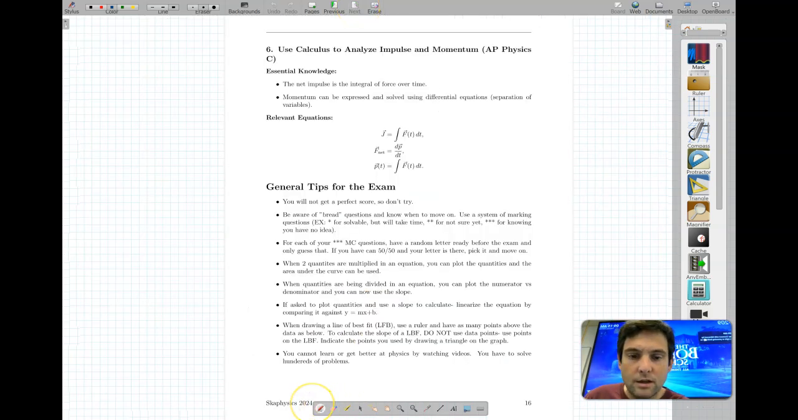Oh, we're getting close. The net impulse is the integral of force over time. So f of t dt. We can also take dp dt. This is Isaac Newton's preferred writing of his second law. And we can also get our momentum as a function of time by integrating f dt, because impulse is change in momentum.